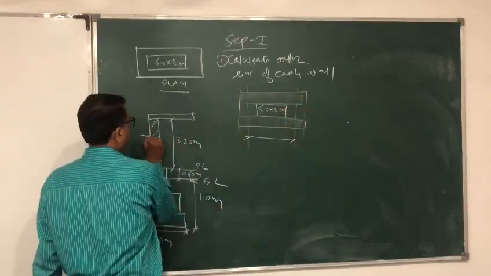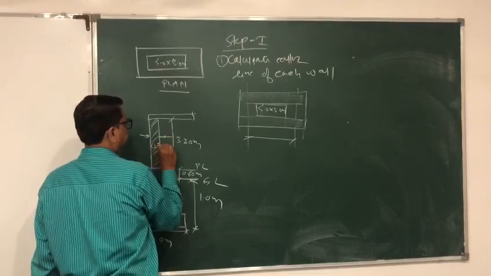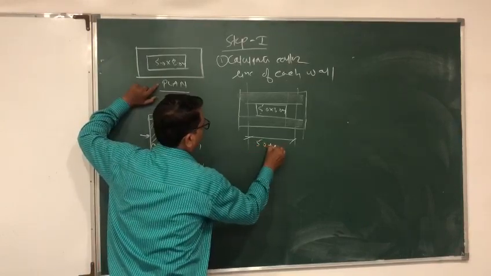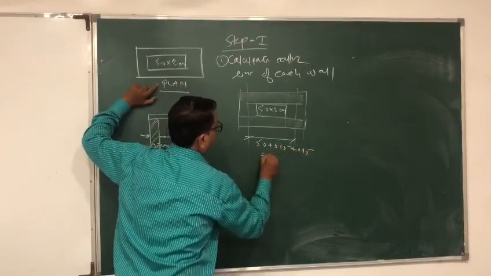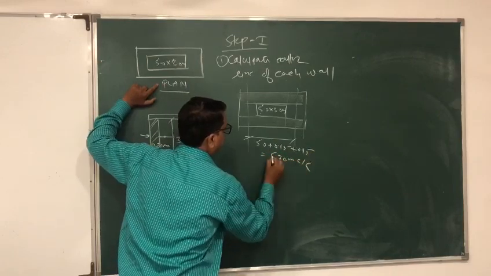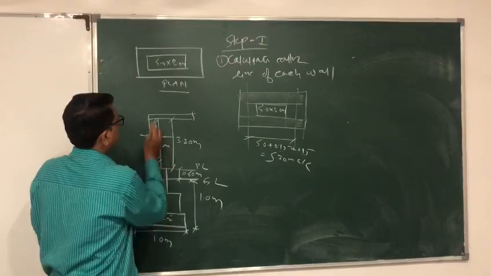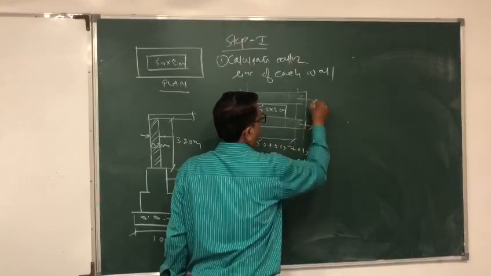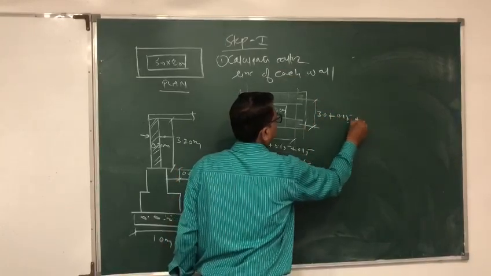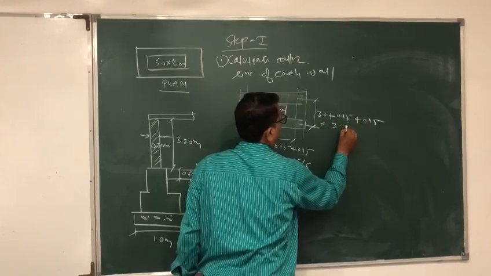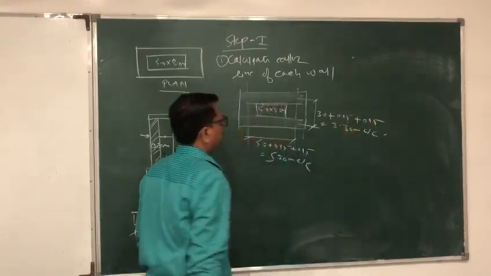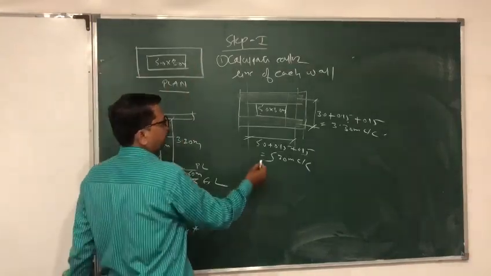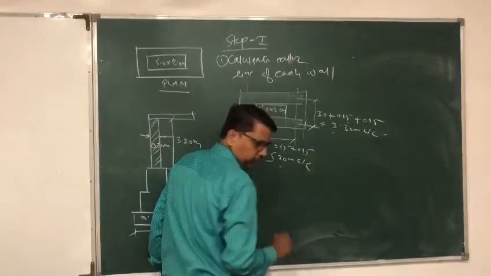For the center line, the wall thickness is 0.3 meter in the superstructure. So in that case the center line is 5 plus 0.15 plus 0.15, that is 5.3 meter center to center. 0.15 is half the wall thickness, that's why we are taking 0.15 here and 0.15 here. Same thing in the short wall: 3 plus 0.15 plus 0.15, so this becomes 3.3 meter center to center. So the first step when calculating the quantity of earthwork is to always calculate the center line of the long wall as well as the short wall.